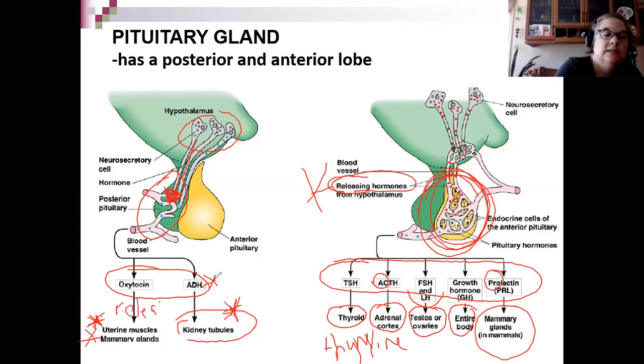Okay, so oxytocin is about the release of milk. Prolactin is about the production of milk.